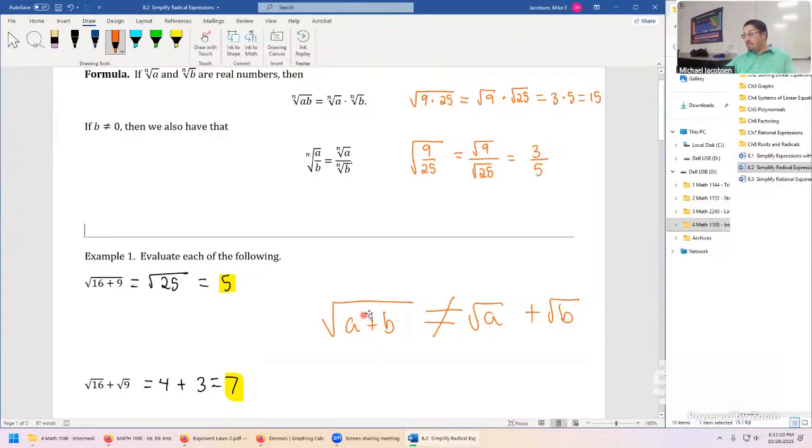The addition wasn't the only thing that was bad. It could have been addition or subtraction. This formula breaks down completely. Other questions about that so far?